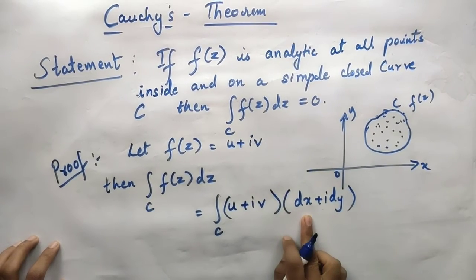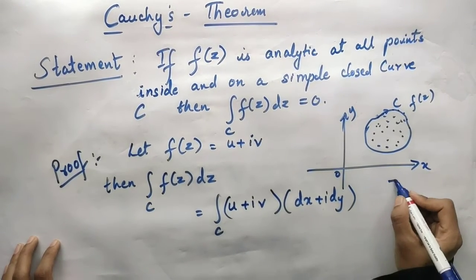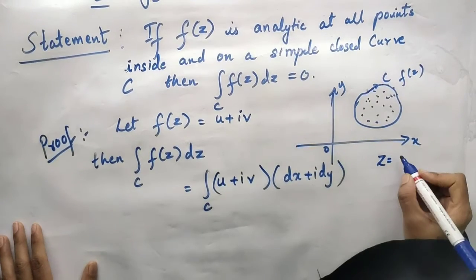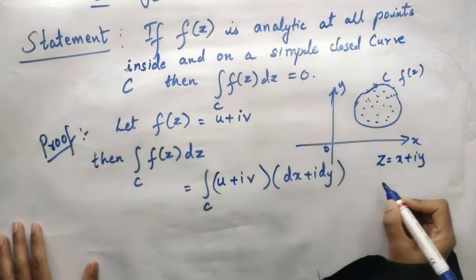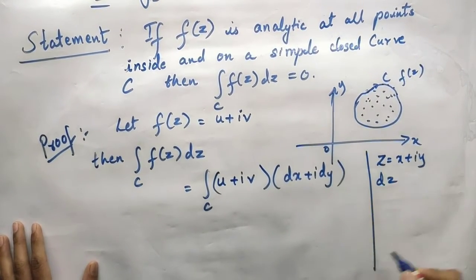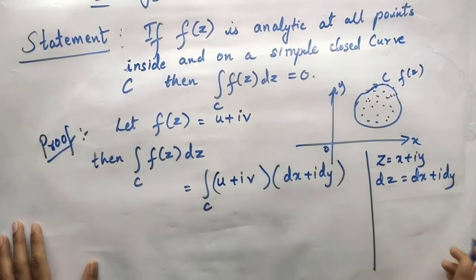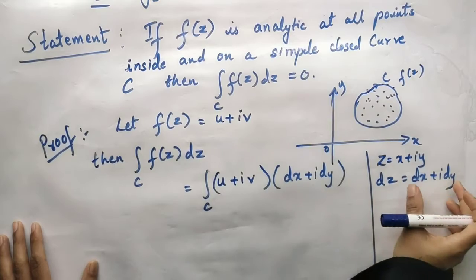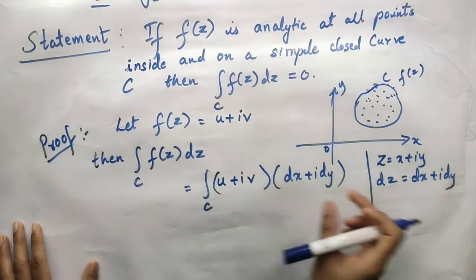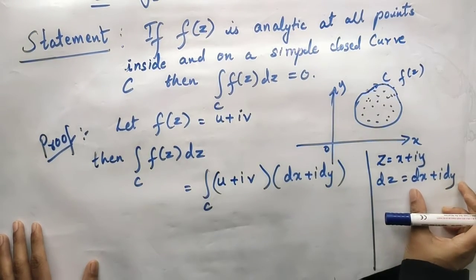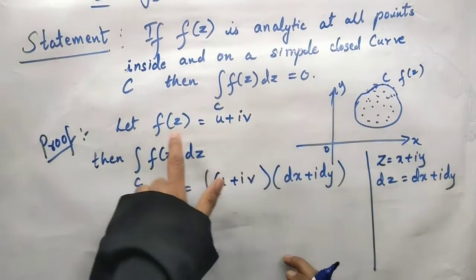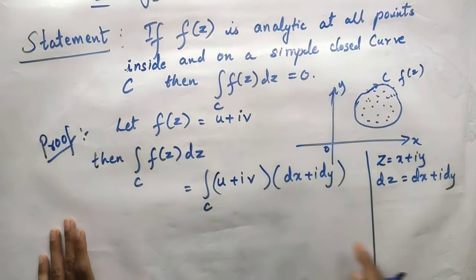Now why am I writing dx plus i dy here? Because you take z as x plus iy. So what will be dz? I'll make a partition here. dz will be dx plus i dy. Is it not? So this is the value of dz, and we know that f of z we have taken as u plus iv.